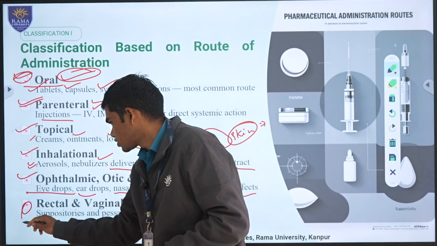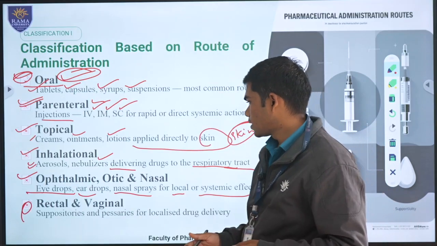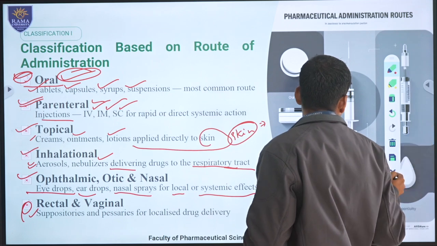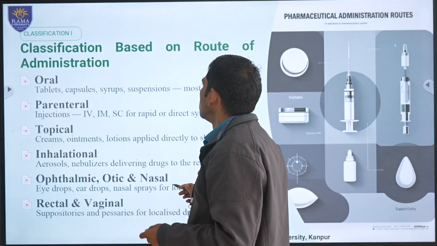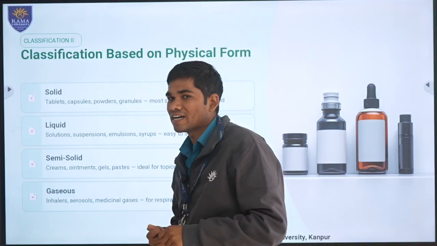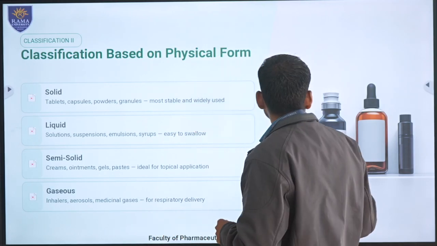Then next, last one is rectal and vaginal. Some suppositories are taken by rectal route. So these all come under the route of administration. Then the second classification is classified on the basis of their physical form, that is solid.